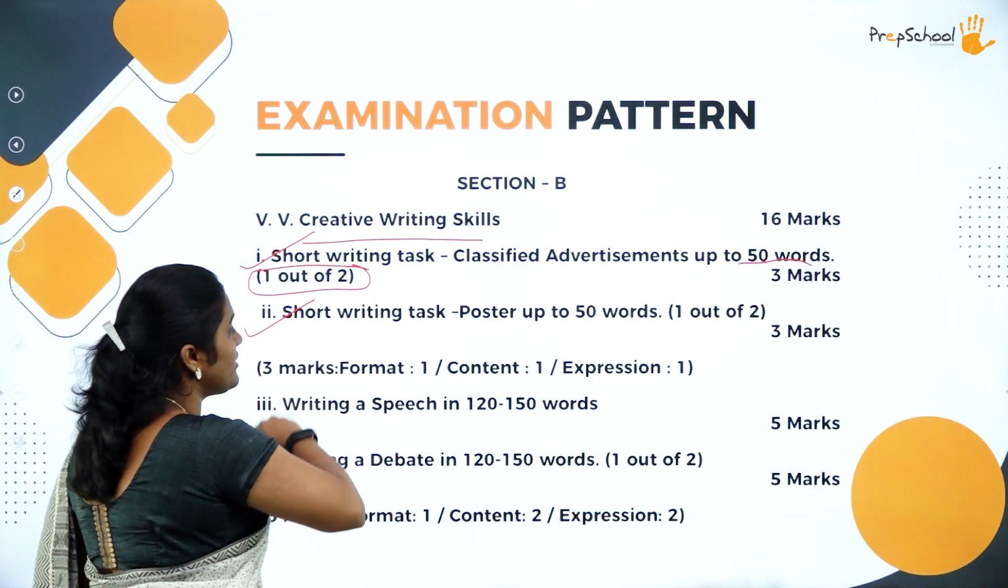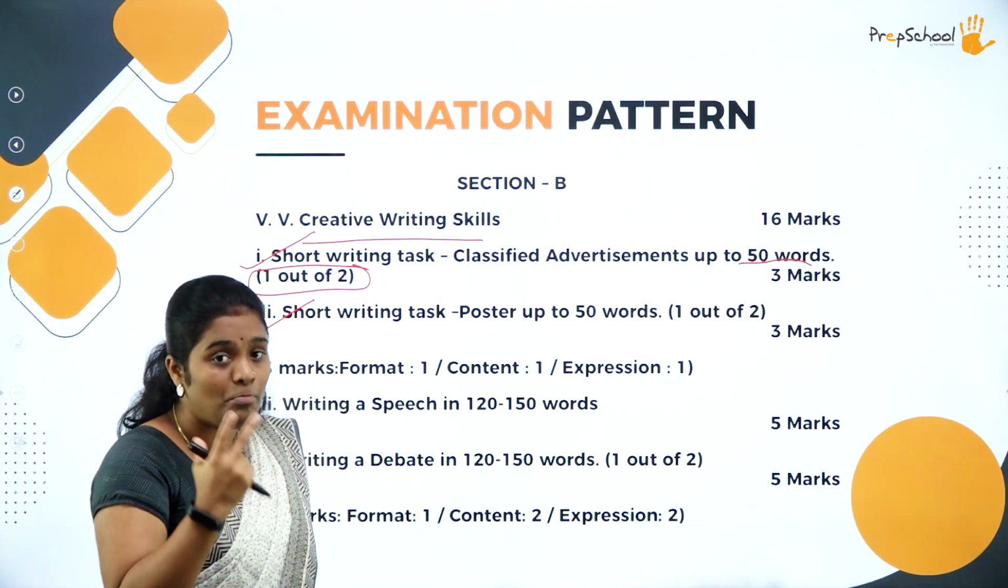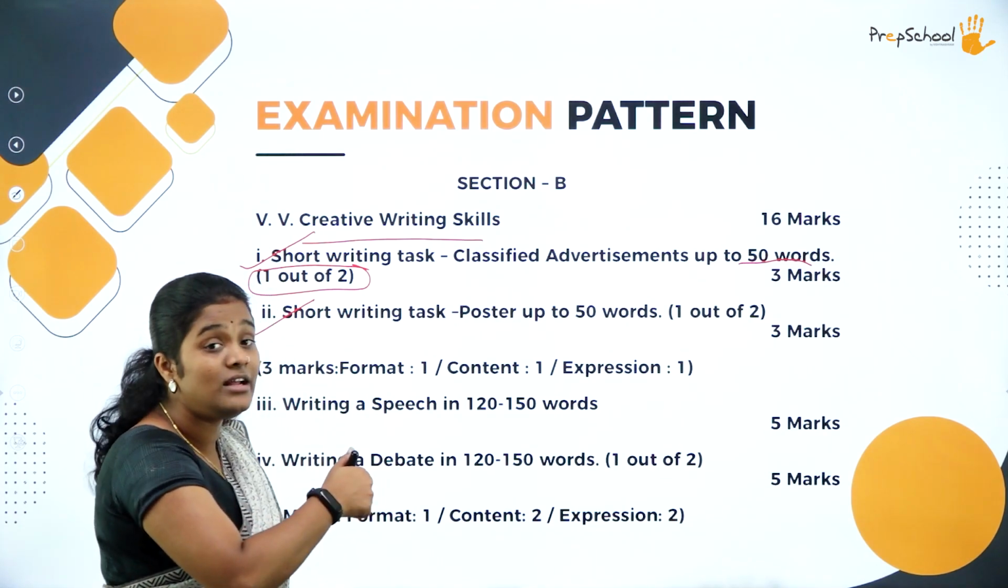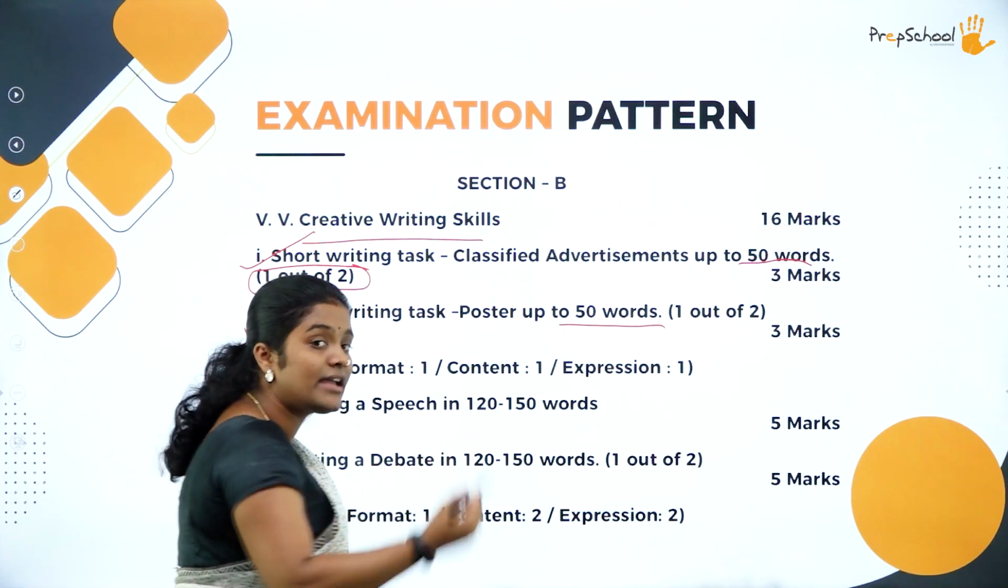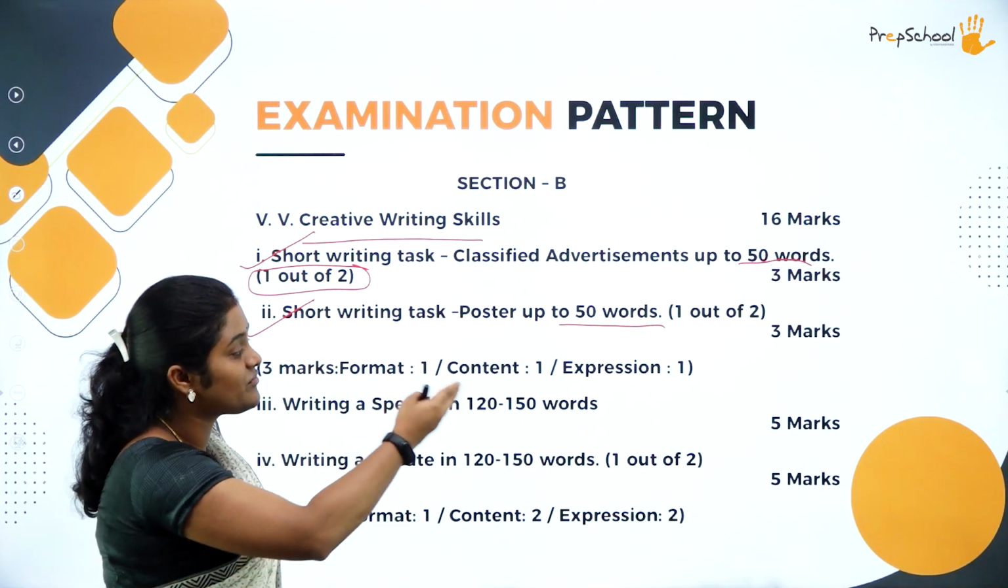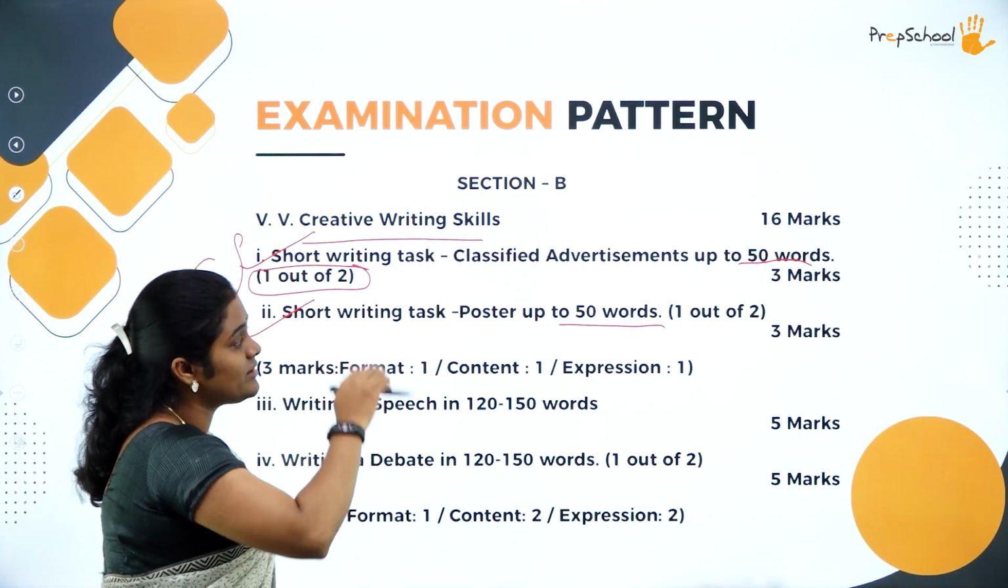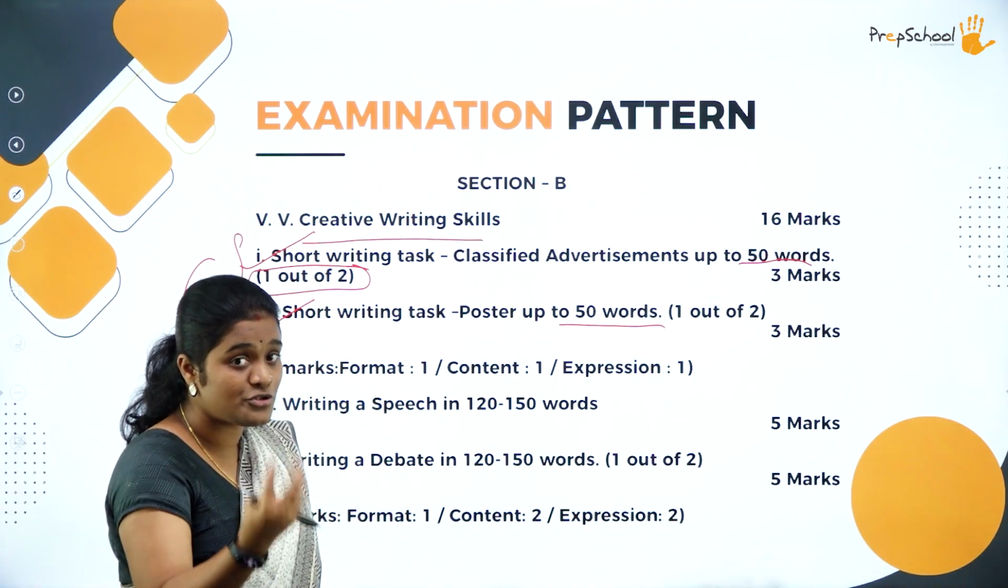Later on, there is another short writing task where you have to create a poster. How is a poster created? You'll have to create a poster as well. So there, it will be up to 50 words. Again, you'll have to pick 1 out of 2, which is for 3 marks. These 3 marks, 6 marks are over. There are still 10 marks left for us to grab.